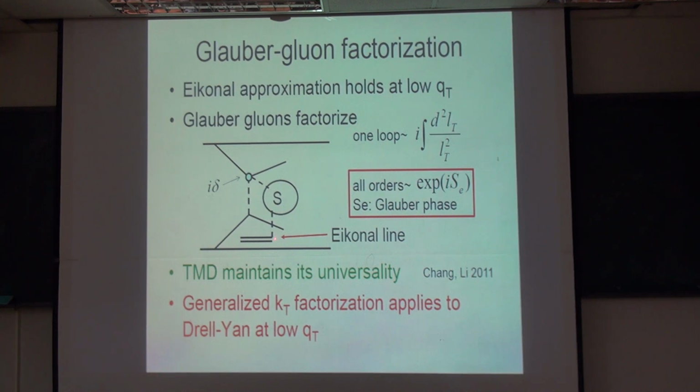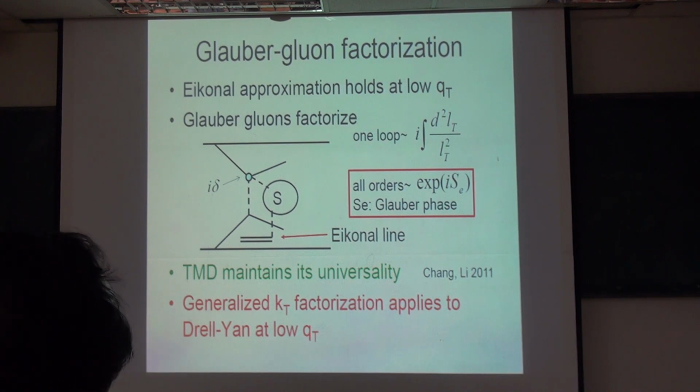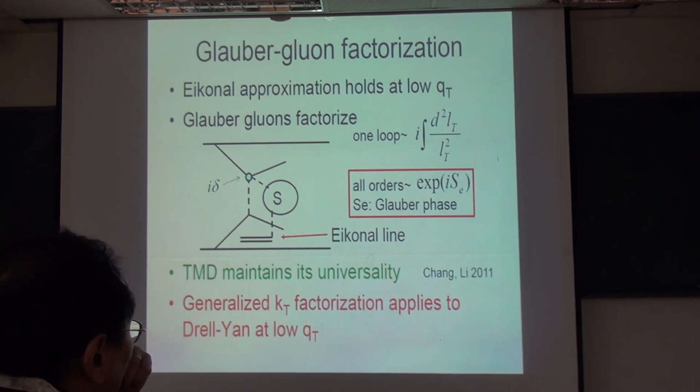Because this global Boolean couples the different hadrons, but now I can factorize it into this global phase. Then the TMD remains universal. So the generalized TMD factorization applies to JM and low QT. So the third piece of information is that, fine, there's a breaking effect, but I can handle it. And the effect of this factorization breaking is a strong phase.